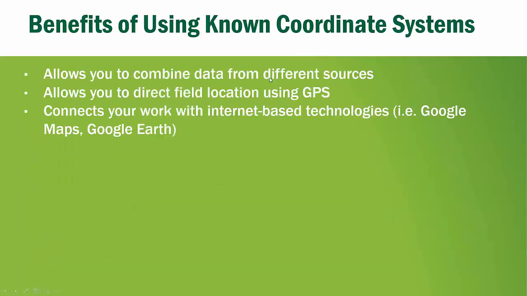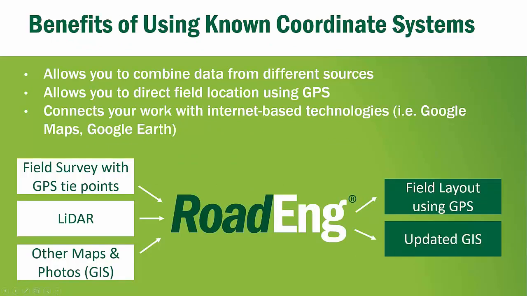So what are the benefits of knowing where you are on the map, essentially? First of all, if you know the coordinate system, you can combine data from different sources. You can bring in maybe LiDAR in one projection, imagery in another projection, and traverse field data, and you can combine them very easily if the coordinates are in known systems, and you can convert between them.